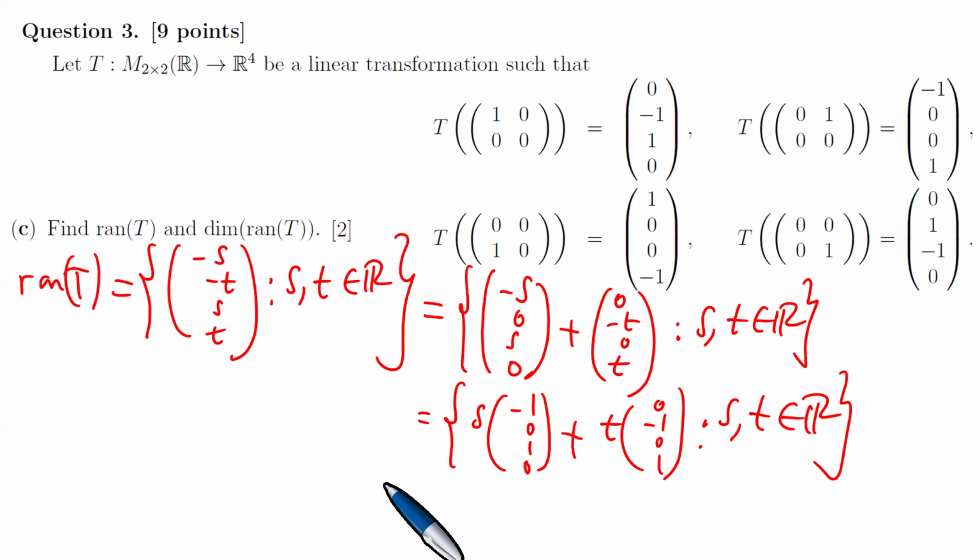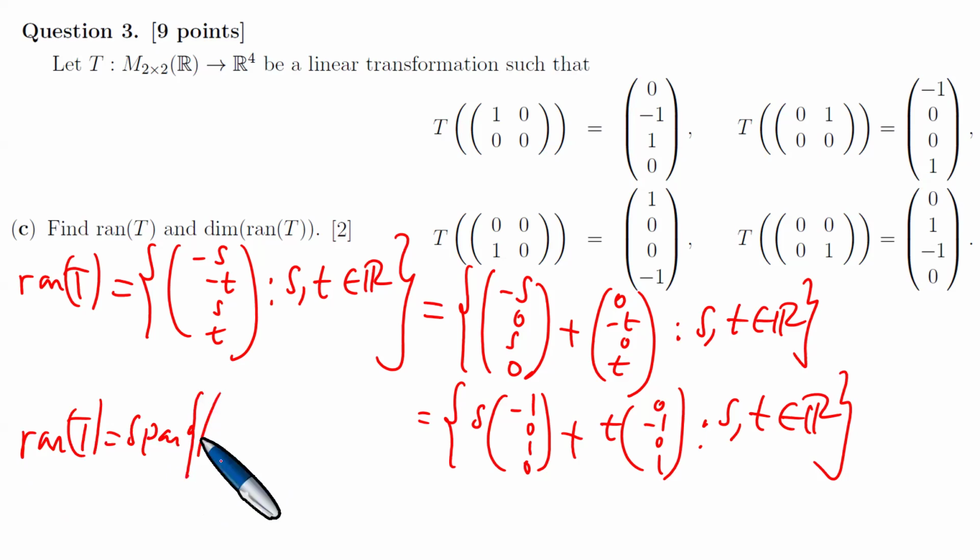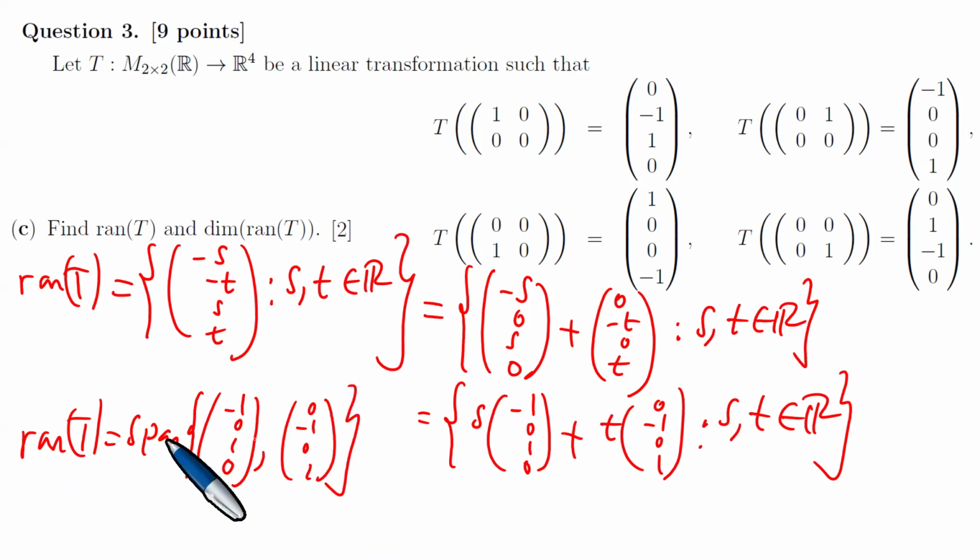What we're able to make as an observation is therefore that this range here is such that the range of T is equal to the span of -1, 0, 1, 0, together with 0, -1, 0, 1. In other words, it is equal to the span of this. The next step is to show that this span is linearly independent, and then we can find the basis and, obviously, infer about the dimension.